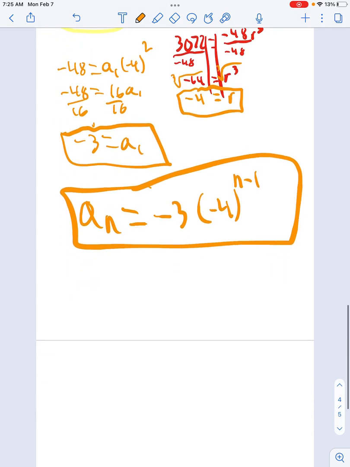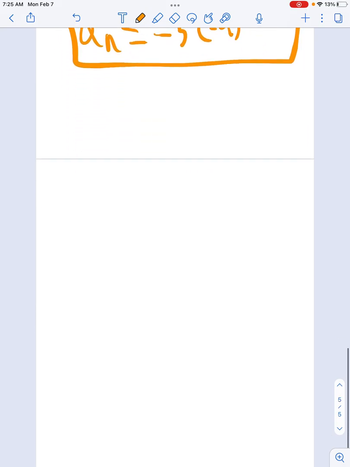Now, if you have a geometric series, you're adding up all of the terms in the series together. So you are going to take your first term plus your second term plus your third term plus your fourth term. It's very similar to arithmetic, but again, geometric has a common ratio.